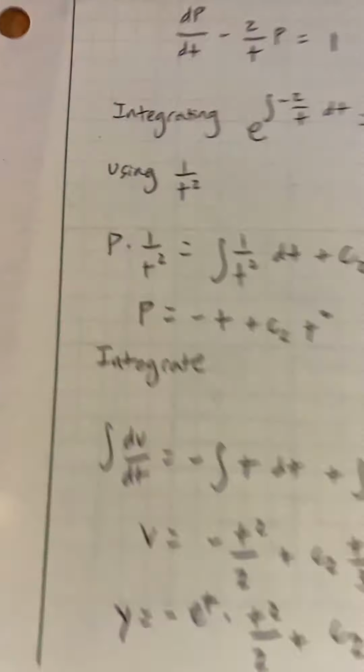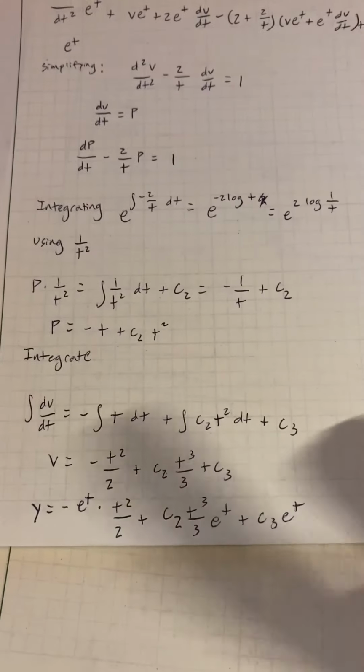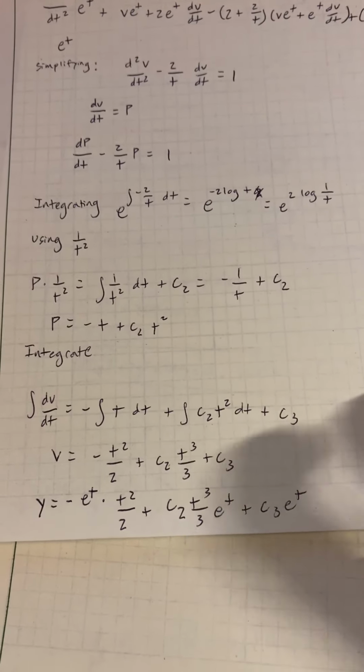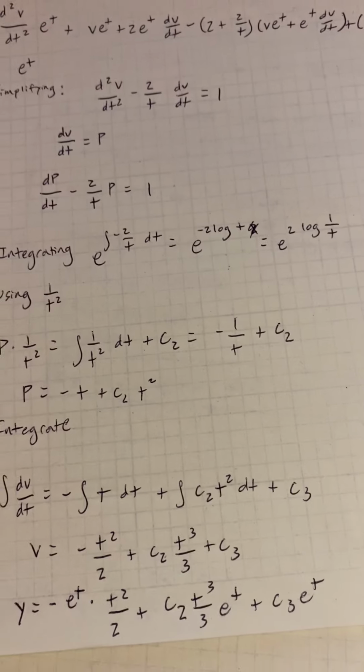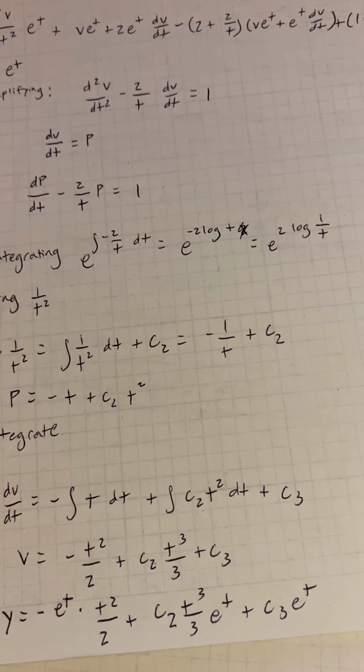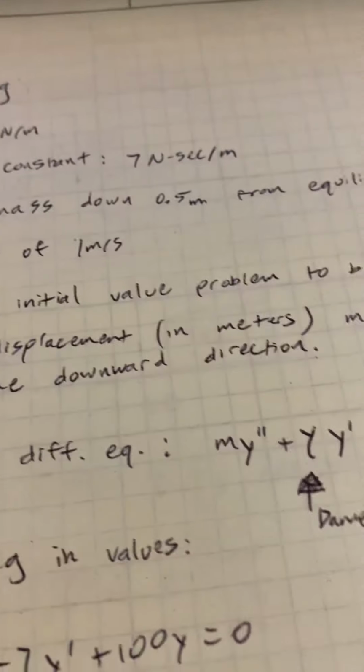So this is our final answer for 7b, the final solution. We have a couple constants here that we did not solve for, but that's okay. It just wants us to find the general solution and not the given as well. So, moving on to number 8.